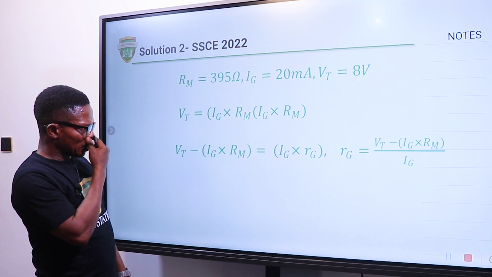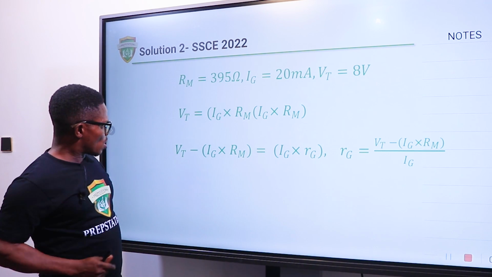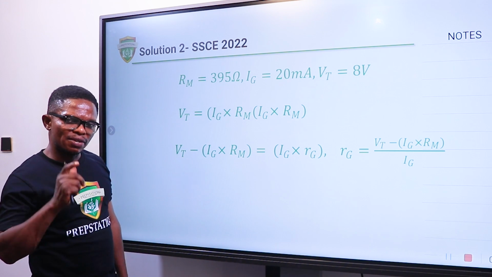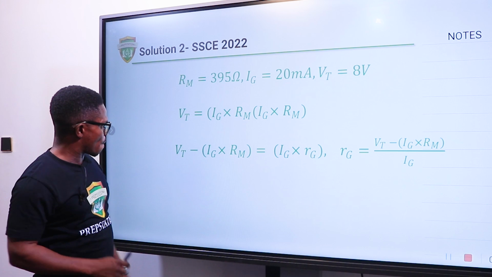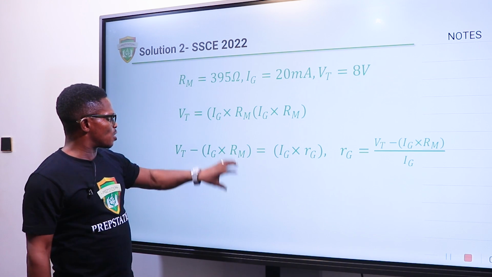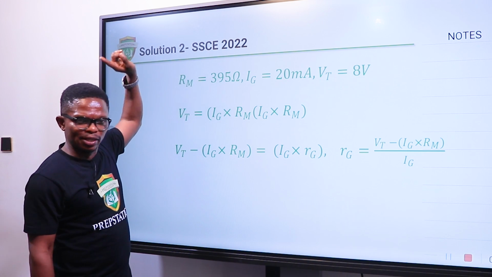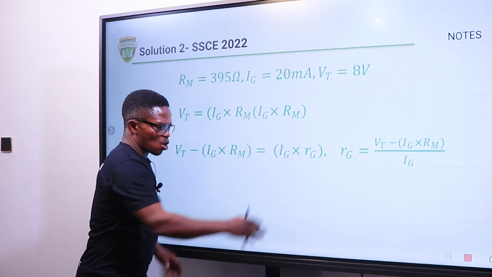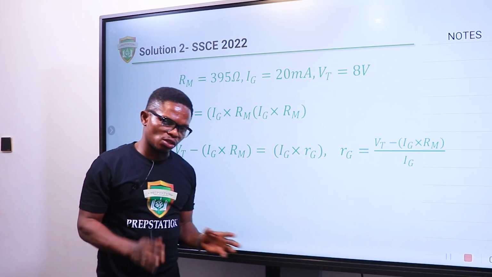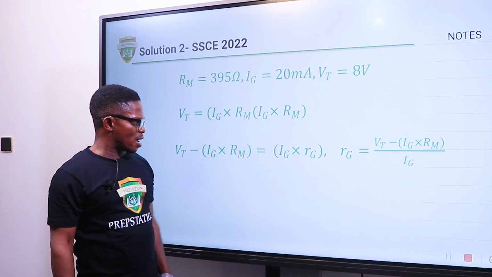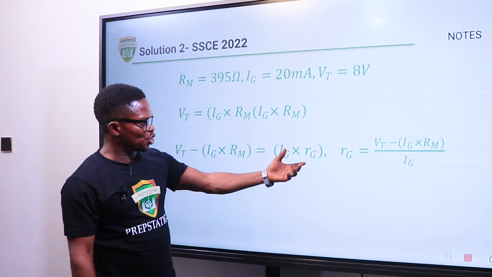So VT equals to this. This is the expression. Now, what is our aim here? Our aim is to find the resistance of the galvanometer. So this is the expression, VT minus this. I actually brought this from this formula. Remember, I explained all of this in this slide. Don't be confused with all the notations. I have to put those notations to make it a bit clearer. So VT minus IG RM is equal to IG RG.